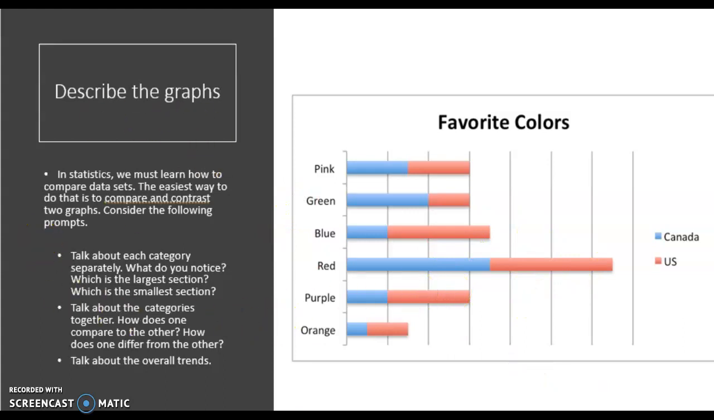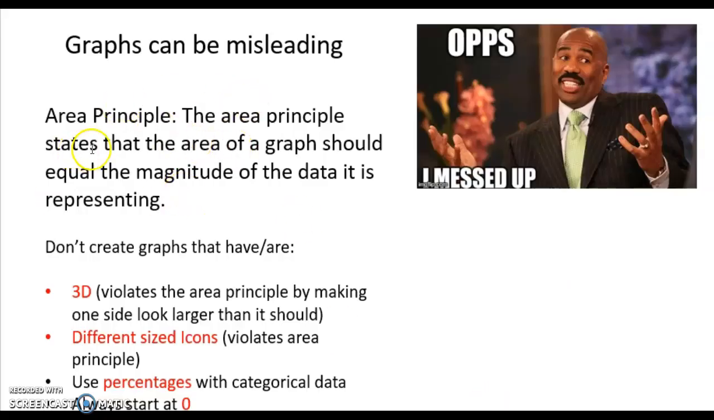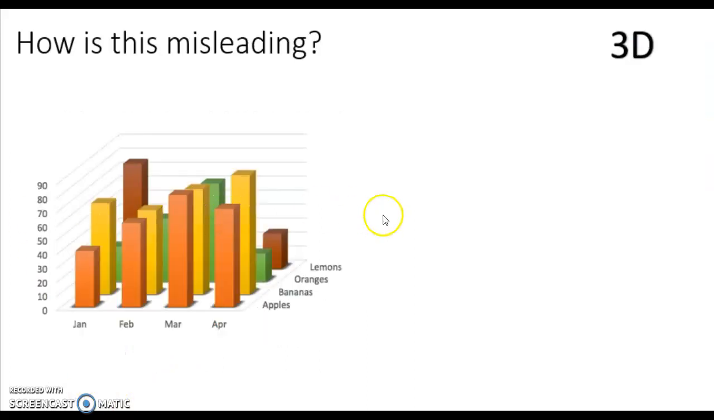Okay. Moving on. Definitely graphs can be misleading. The area principle is a big one. And technically, that means that the area of a graph should equal the magnitude of the data. So just make sure it represents. A lot of times they're going to use different size icons, which can throw you off a little bit. 3D graphs can throw you off a little bit. It just makes it confusing. We like percentages for sure. And on our axes, we definitely like to start at 0. All us math folks. So here we go, a couple examples.